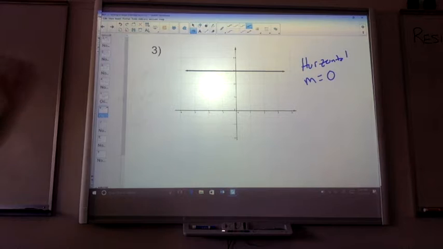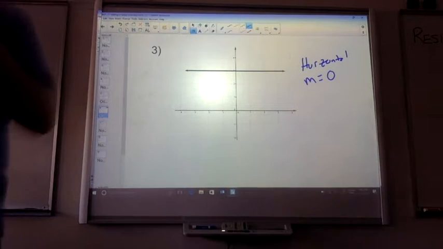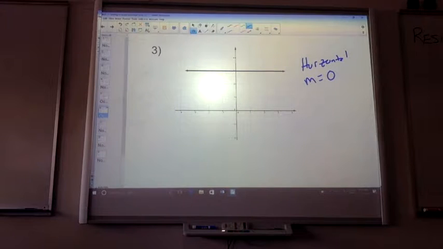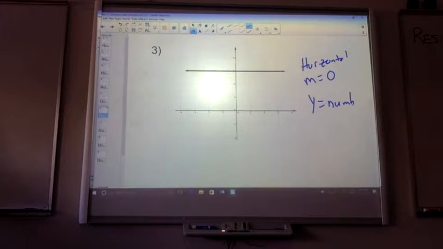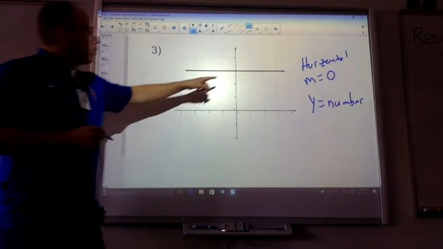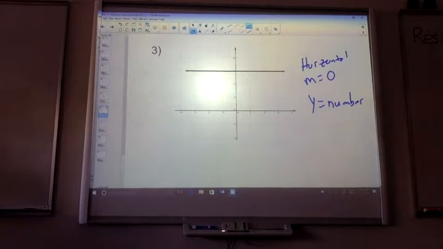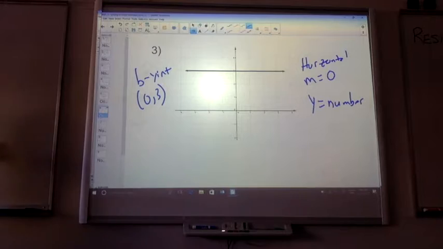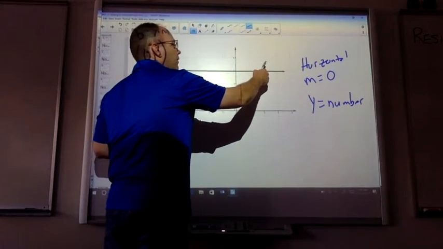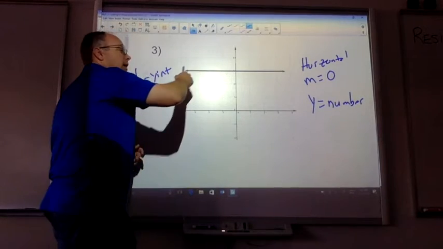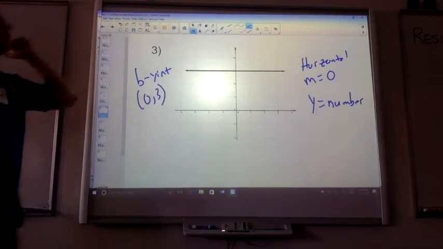Now, hang on before you shout it out. Horizontal lines are x equals a number or y equals a number? Y equals a number. Awesome. So horizontal lines are always y equals a number. So here, right here is my y-intercept. Agreed? Which is 0, 3. So my b, which is my y-intercept, is going to be the point 0, comma 3. So I have 3 here, 3 here, 3 and 3 and 3. 3 goes forever that way, and forever this way.